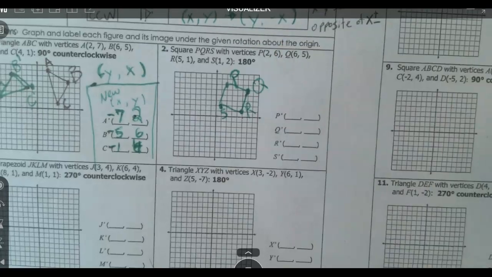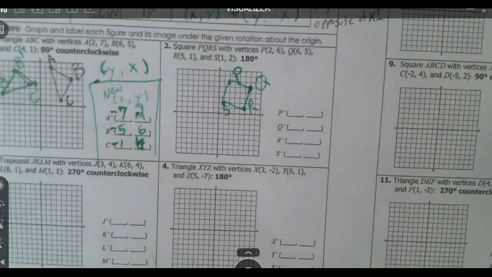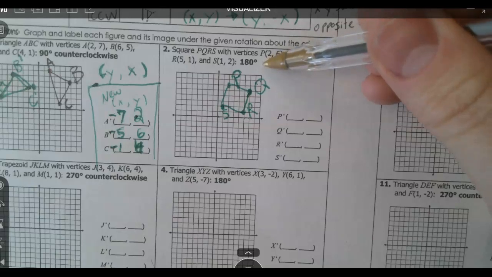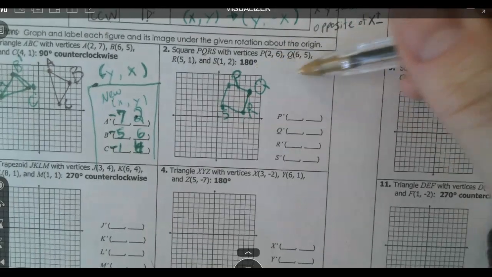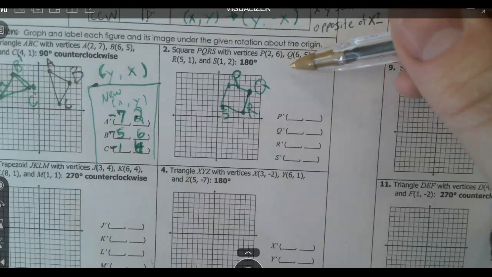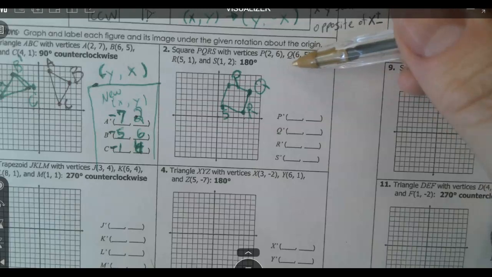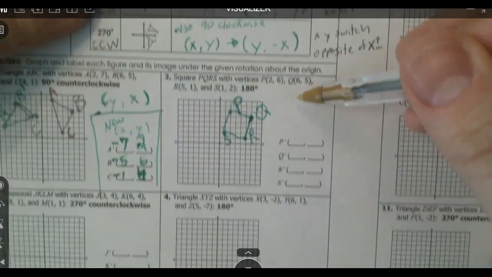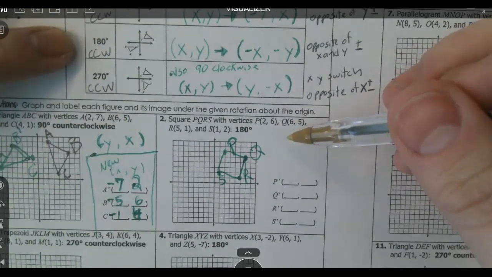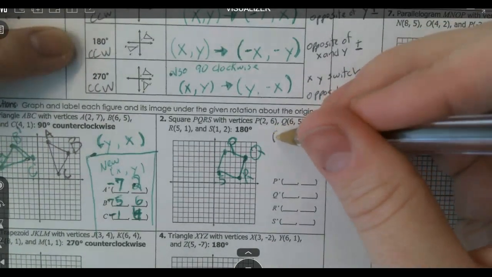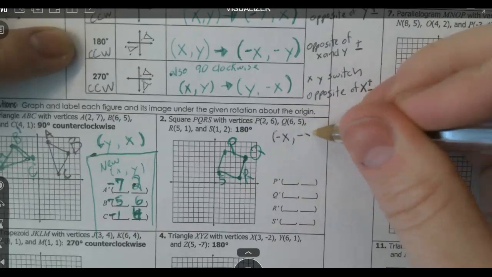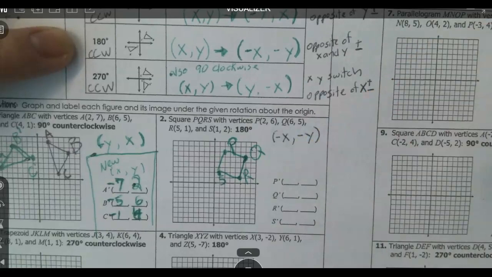Okay, now we are going to be doing a turn, and this time we're going to be using a 180-degree turn. Notice it doesn't say clockwise or counterclockwise, because either way it's going to end up in the same location, no matter which direction we are rotating. Let's look at our rule. The rule says for 180 degrees, I'm going to be doing the opposite of the x term and the opposite of the y term. So let's go ahead and do that.